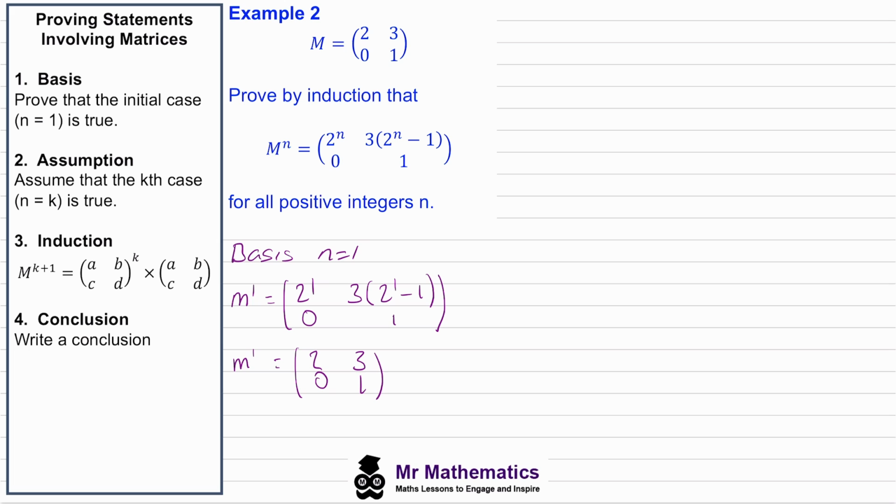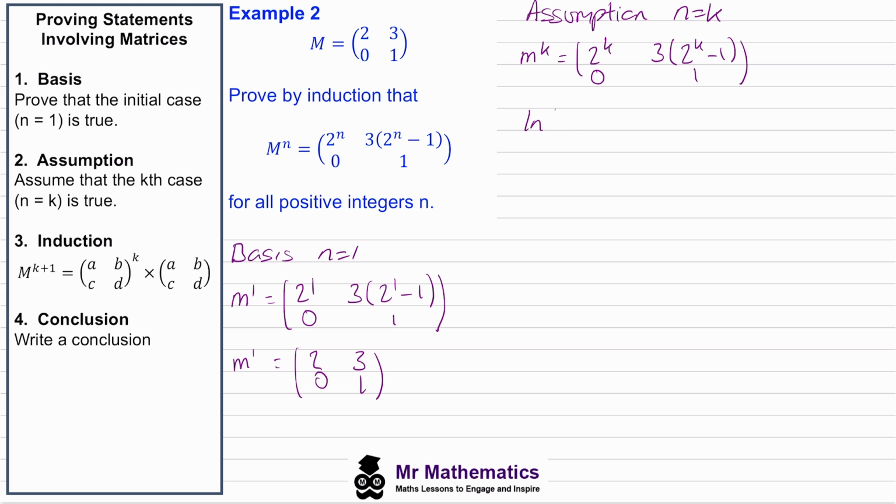Now for our assumption, we assume this is true when n equals k. So we'll substitute k into here and each of these. So we get M to the k is equal to 2 to the k, 0, 3 lots of 2 to the k minus 1, 1, and we'll close that bracket.